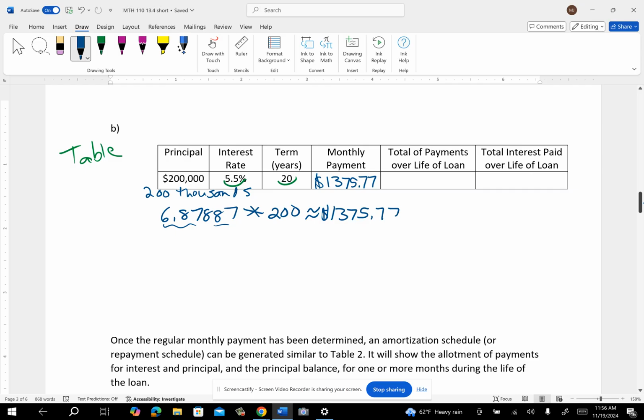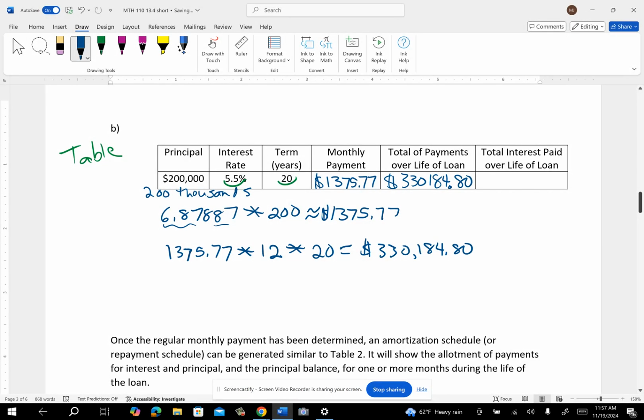Okay? So think about that. If I pay that amount every month, then times 12 tells what I paid them in a year. And then if I multiply that by 20, because the term of the loan is 20 years, that would say how much I paid back by the end of those 20 years. Okay. So I'm taking the 1375.77 times the 12 times the 20, and I wind up getting $330,184.80. That's the total of the payments over the life of the loan.